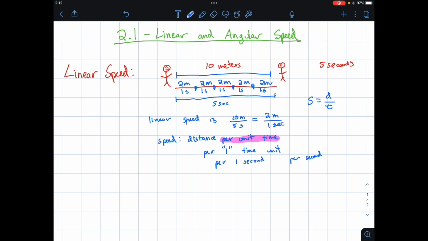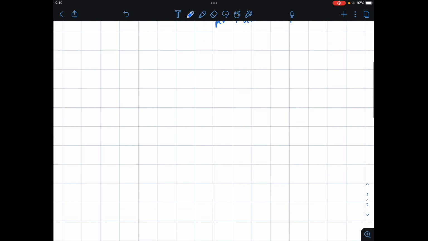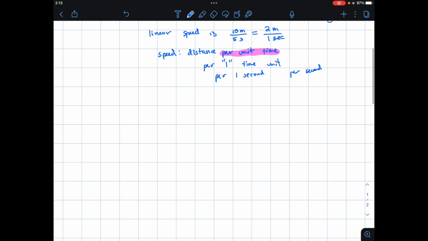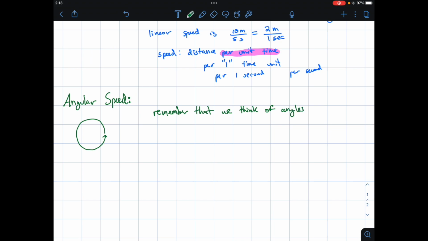Now, that's linear speed. But there's another type of speed that we can have, which is going to relate to what we've been covering so far, and that is called angular speed. Okay. And angular speed is going to basically be a speed of rotation, or how fast our angle is changing. And so remember that we think of angles and we compare to some fundamental unit of 1 turn. So relative to 1 full turn, okay?